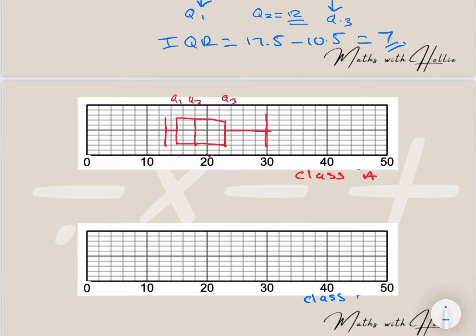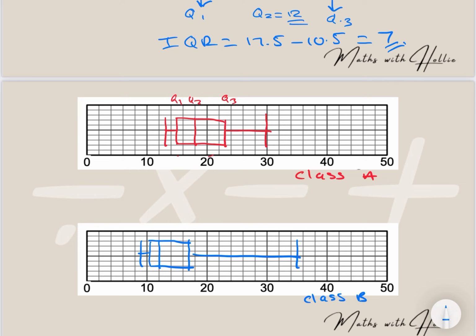So then class B, I'm going to do exactly the same. So my lowest in this question is 9. My highest is 35. Then when it comes to my quartiles, I have 10.5. It's going to be about here. I have 12, which is going to be about here. And then we have 17.5, which is going to be about here. So if I join my boxes together, my quartiles, and then I join them up, that's what that looks like.